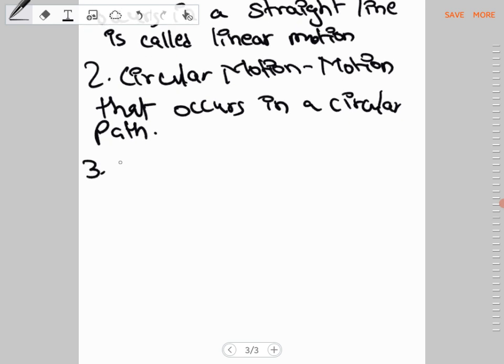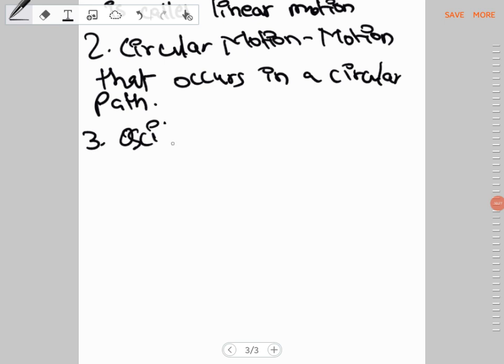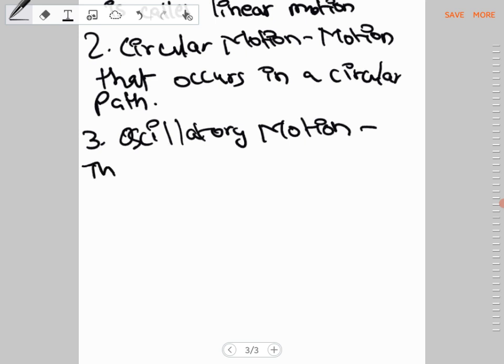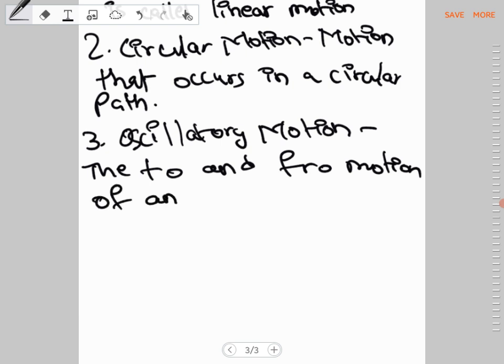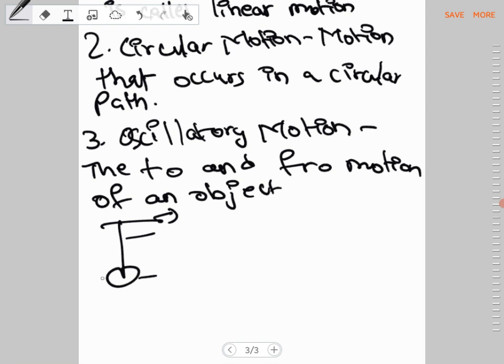The third type of motion is oscillatory motion. The to and fro motion of an object. Examples would be a pendulum. This is how a pendulum is structured. It has a base, it has a string, and it has a bob or a ball or anything. It moves to and fro. So it goes back and forth, and it stops once its energy is over. So this is an example of oscillatory motion.